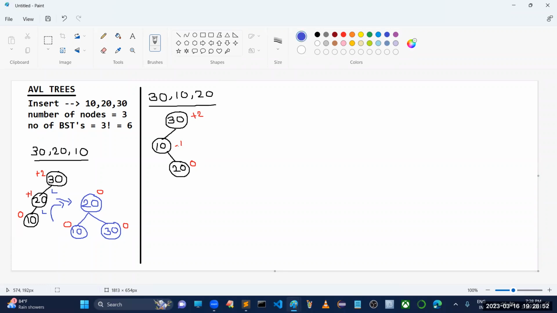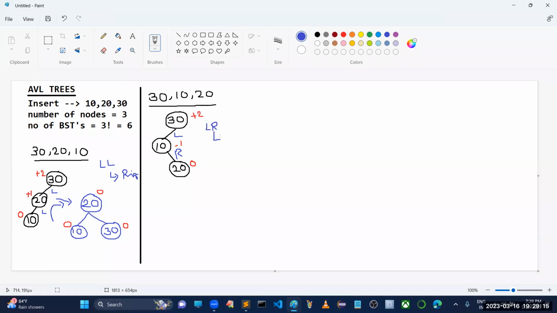What kind of rotation is it? By inserting 20 we got this problem. It is the right child of its parent, and for the grandparent it is a left child. So this is called the LR case, unlike the LL case where we do a right rotation.